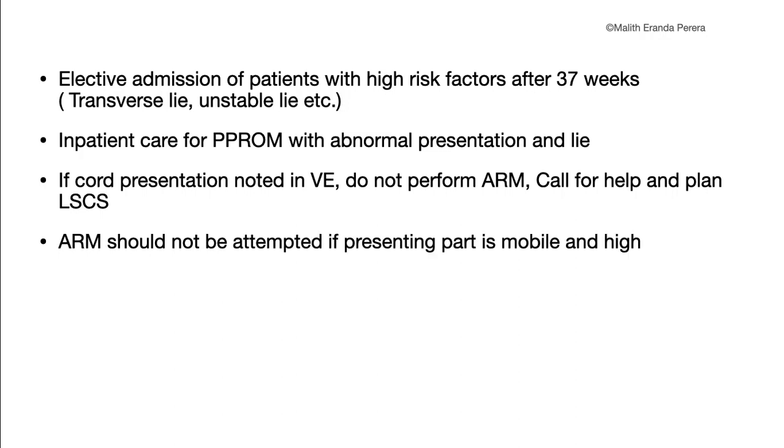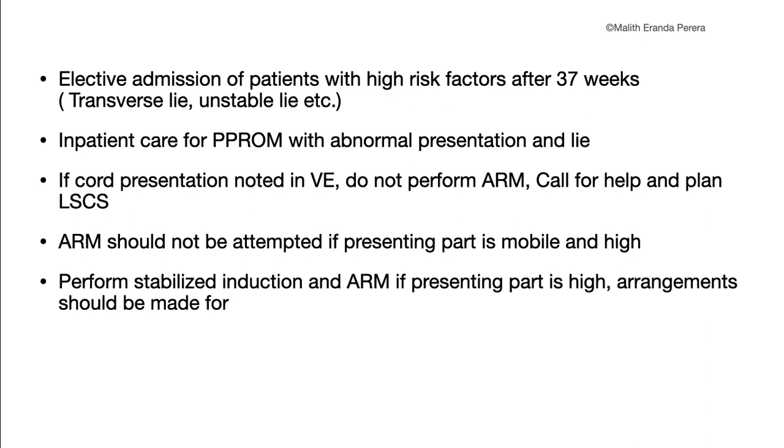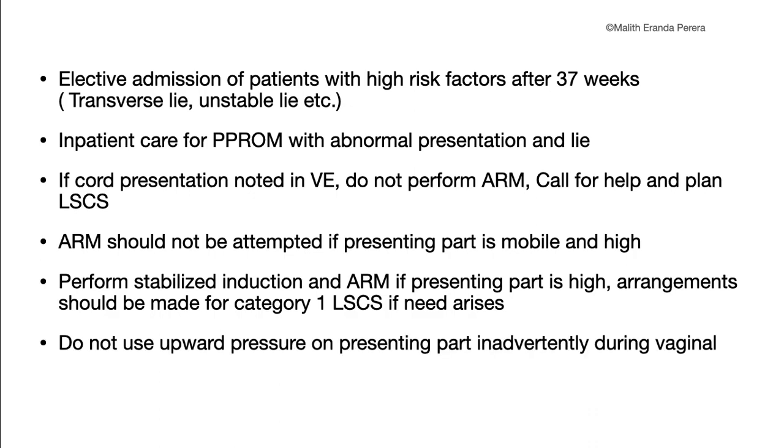If the presenting part is mobile and high, you should not attempt artificial rupture of membranes without senior help. If you want to perform an artificial rupture of membranes for such case, you have to perform a stabilized induction and artificial rupture of membranes. An arrangement should be made for category 1 cesarean section if the need arises. And always do not do inadvertent upward pressure when you're doing a vaginal examination to dislodge the presenting part, because it can lead to cord prolapse.